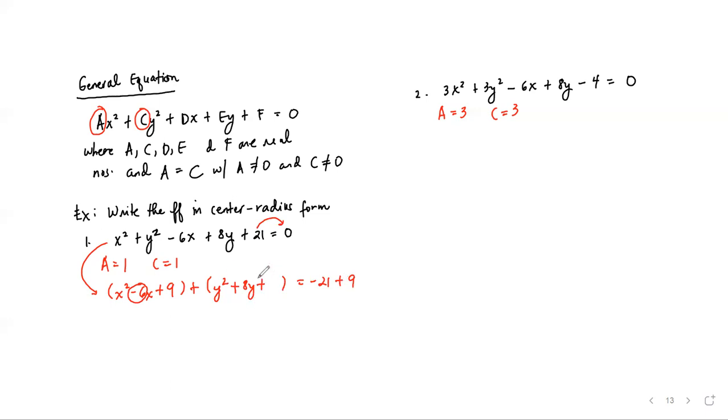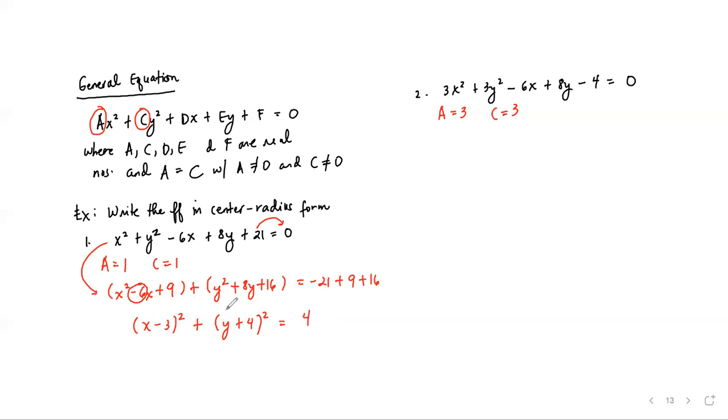And then for the second grouping, we divide 8 by 2, which is 4. 4 squared is 16. And so we also add 16 to the right side. Now, factoring these groupings will give us quantity x minus 3 squared. And in the second grouping will be y plus 4 quantity squared. And then adding these values, we get -21 plus 9 plus 16, which is +4.